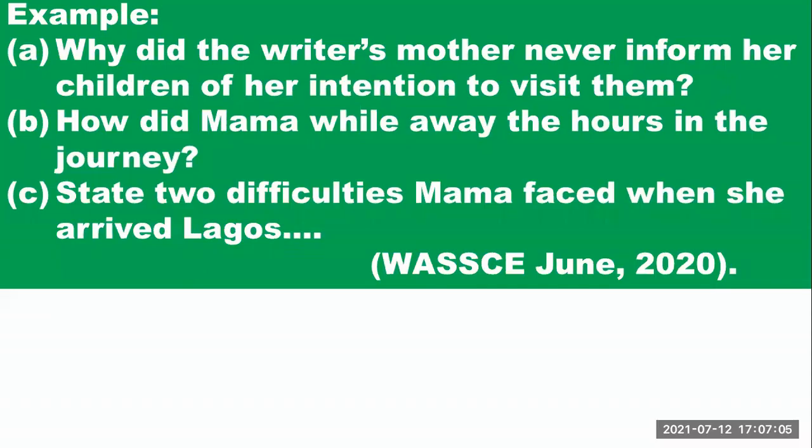Now, for example, in the West African Senior School Certificate Examination of June 2020, we have these questions. These are not all the questions, but at least we have A, B, C questions from that. Question A, why did the writer's mother never inform her children of her intention to visit them? B, how did Mama while away the hours in the journey? C, state two difficulties Mama faced when she arrived in Lagos.